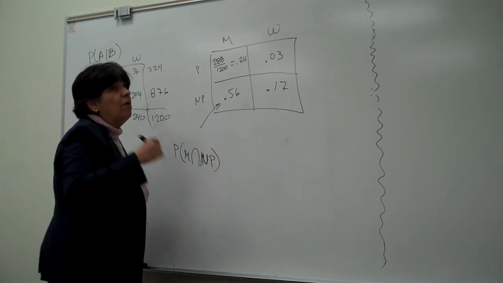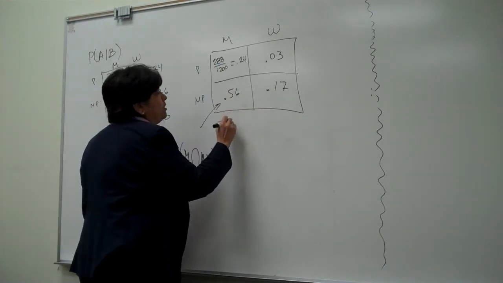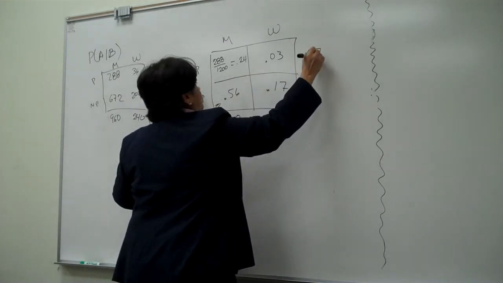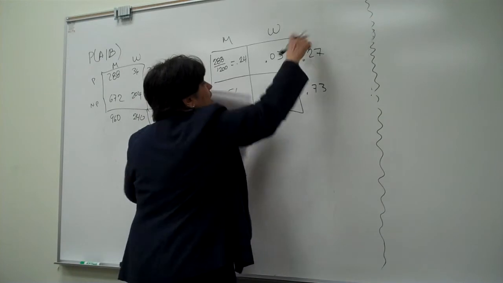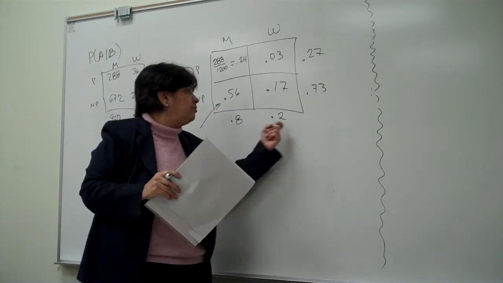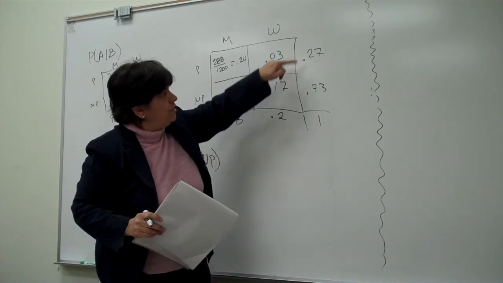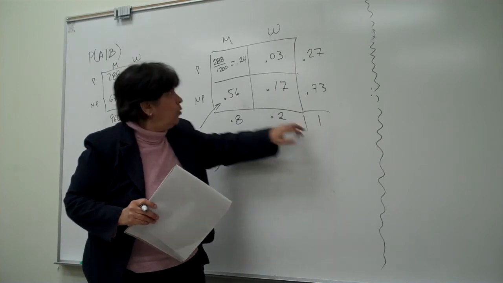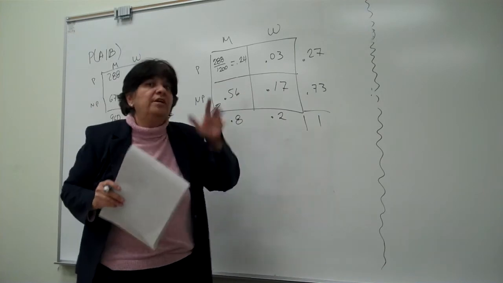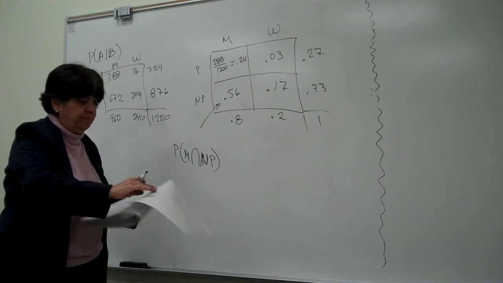We have the marginal probabilities that we get by adding these numbers: this is 0.8, this is 0.2, this is 0.27, and this is 0.73. These probabilities on the margin are the marginal probabilities. If I add these probabilities, the result is equal to 1. And if I add 0.27 and 0.73, it is equal to 1. If I add all the joint probabilities, they are also going to be equal to 1.